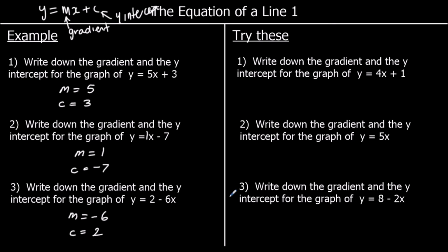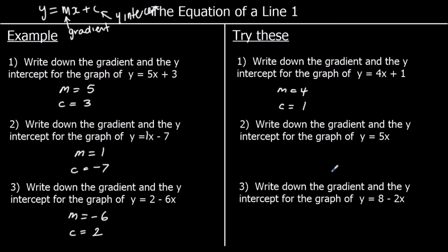Okay, 3 of these for you to try. So give these a go. The first one, write down the gradient and the y-intercept of y equals 4x plus 1. So it's got 4x. It's a gradient of 4 and a y-intercept of 1.